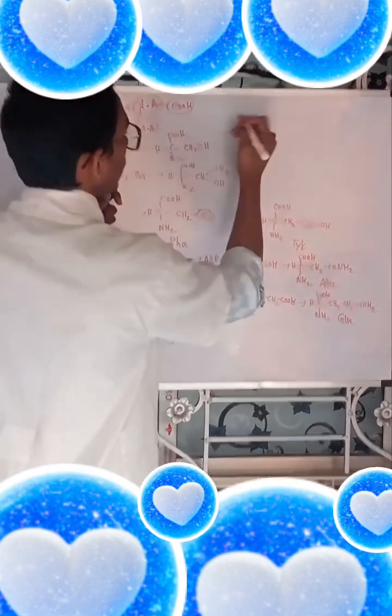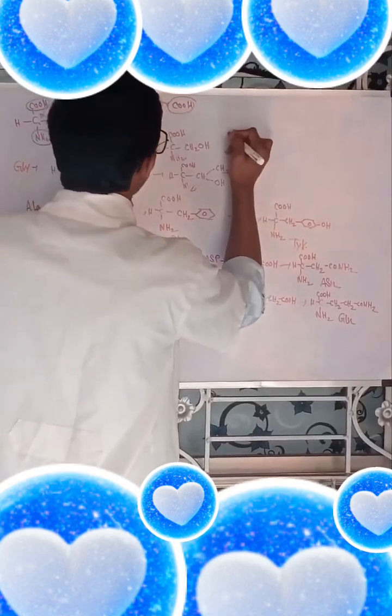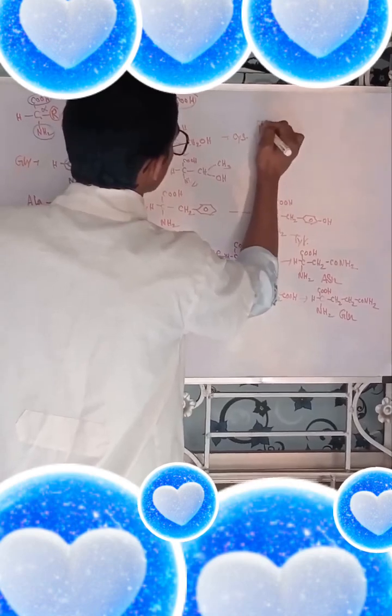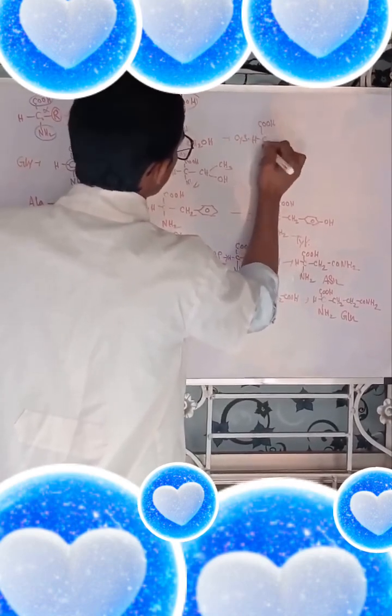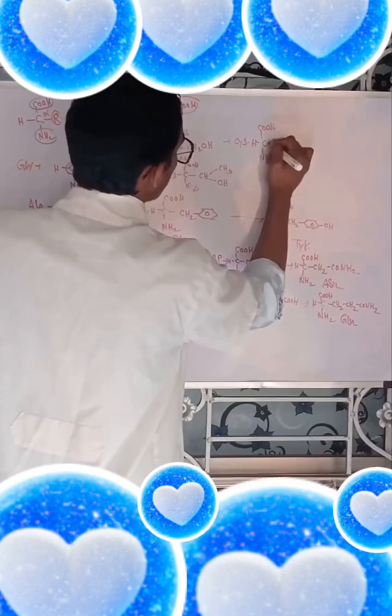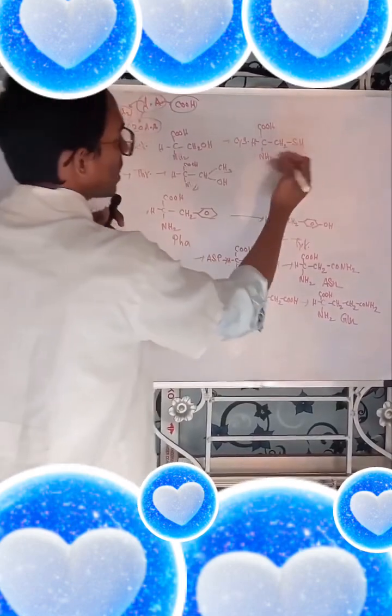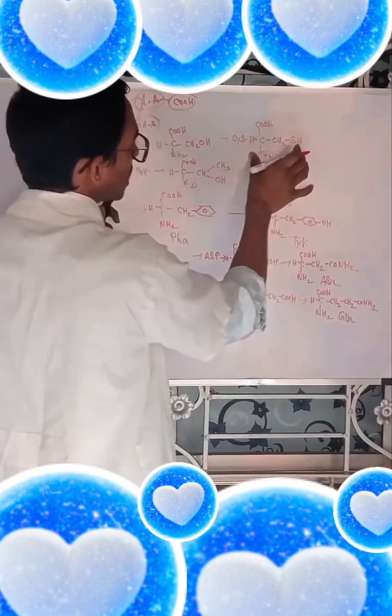Now we come to the sulfur-containing amino acids. The sulfur-containing amino acid is cysteine. Cysteine: COOH, H, NH2, and CH2SH. Just replace OH with SH, and then we get the sulfur-containing amino acid. This is cysteine.